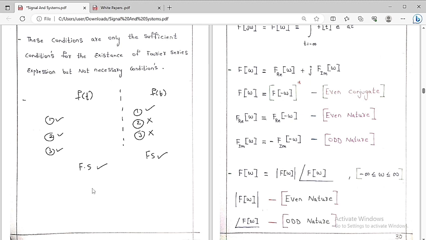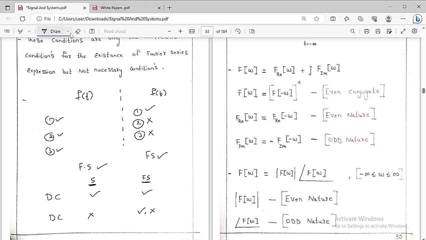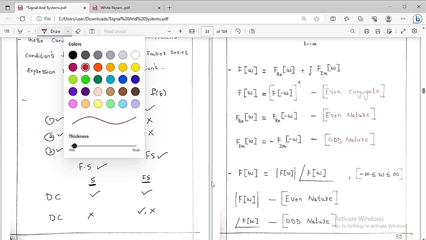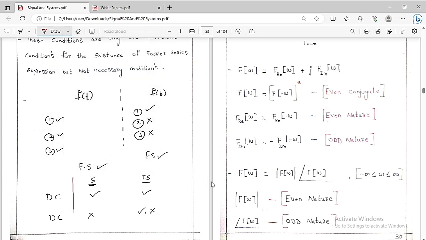Listen, I will draw a simple table here for the Dirichlet conditions. If they are satisfied, then the Fourier series will always exist. Suppose the Dirichlet conditions are not satisfied, then the Fourier series may exist or it may not exist. So listen carefully: if the Dirichlet conditions are satisfied, then compulsorily the Fourier series will exist; if they are not satisfied, it may exist or it may not exist. This is a table you have to keep in your mind. Therefore, the Dirichlet conditions are only sufficient conditions but not necessary conditions for the existence of the Fourier series.